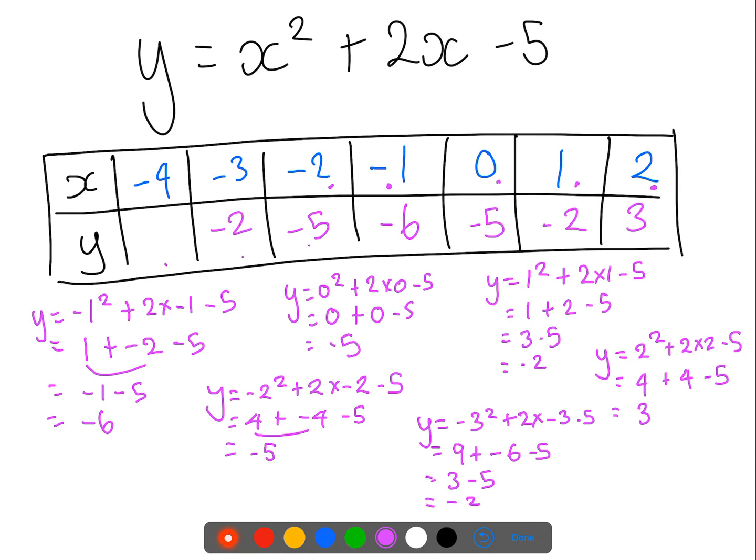All right, last one to check. y equals negative 4 squared plus 2 times negative 4, take 5. Negative 4 squared is 16 plus 2 times negative 4 is negative 8, take 5. 16 take 8 is 8, take 5. 8 take 5 is 3.